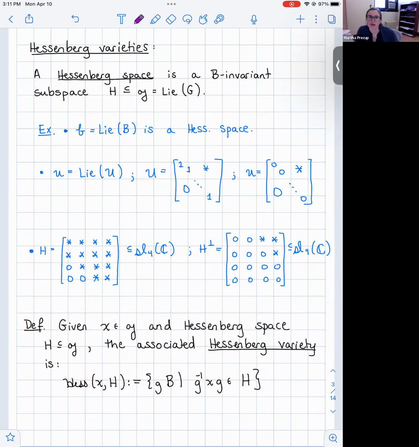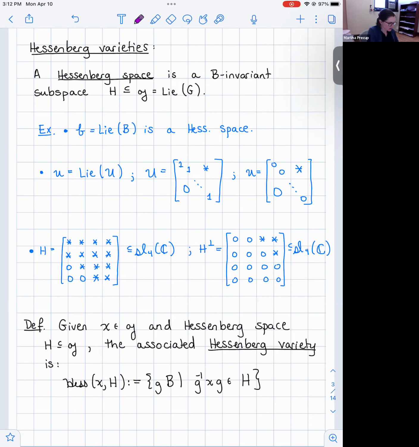Okay, so what are Hessenberg varieties? I am going to start with what's called a Hessenberg space. I'm going to take a B-invariant subspace of my Lie algebra. This is invariance with respect to the adjoint action. The group is acting on the Lie algebra, and I can think about the subgroup B as acting on the subspace. And I want to focus on those subspaces that are invariant under this B.